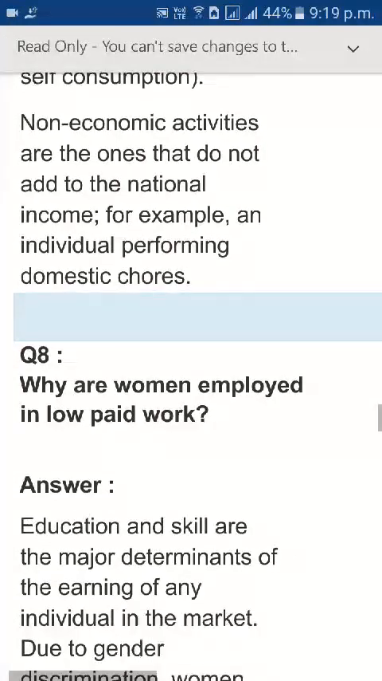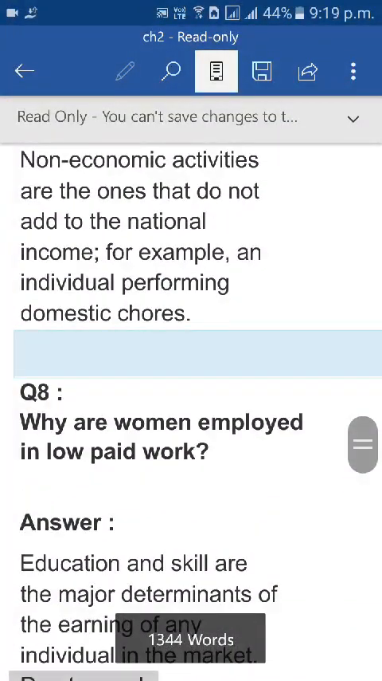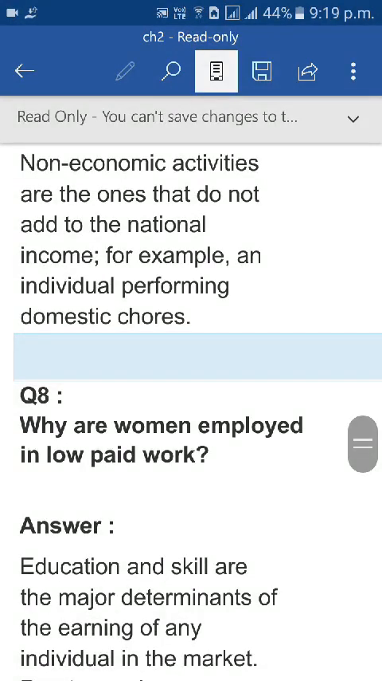Then non-economic activities are the ones that do not add to the national income. For example, an individual performing domestic chores. You can say these are the examples. You can take a different example also, which are not beneficial for the nation. They are not compared with the nation.